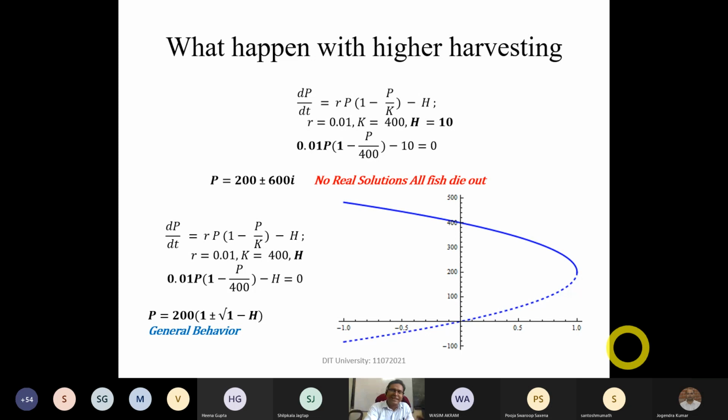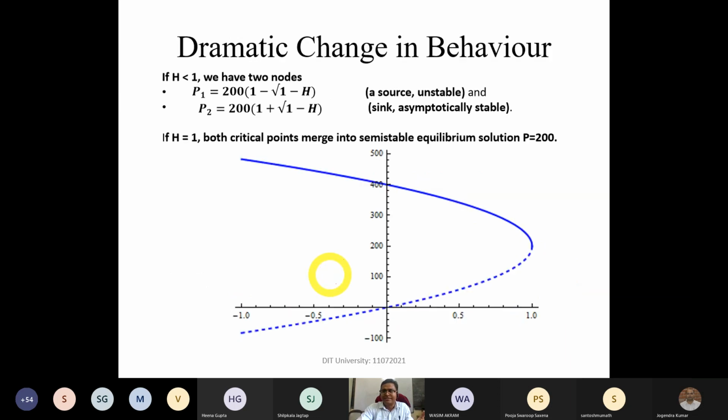So how much can I harvest? That's the question, and to find that out, mathematics will help you. It will say that P equal to 200 (1 plus or minus square root of 1 minus capital H). Now you can understand that for 1 minus capital H, H must be less than 1, to have real solutions, to have fish coexistence.